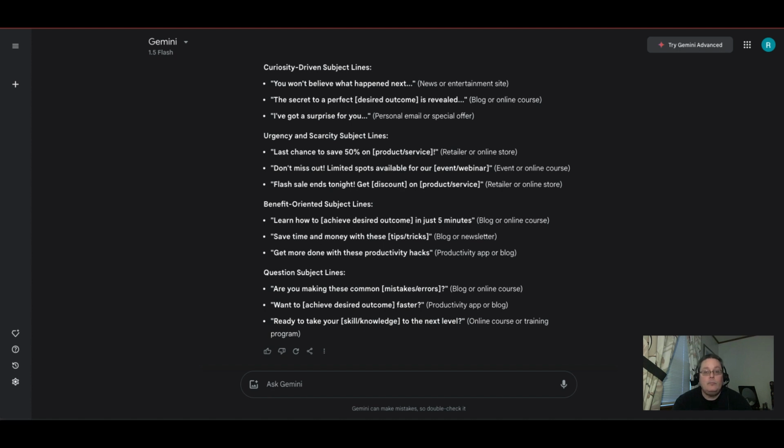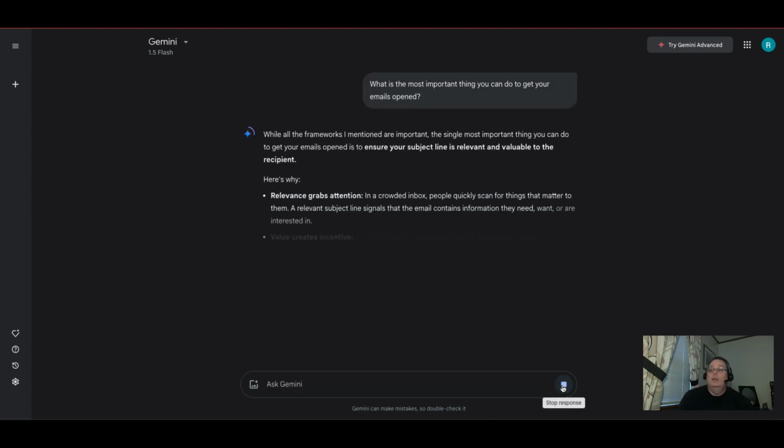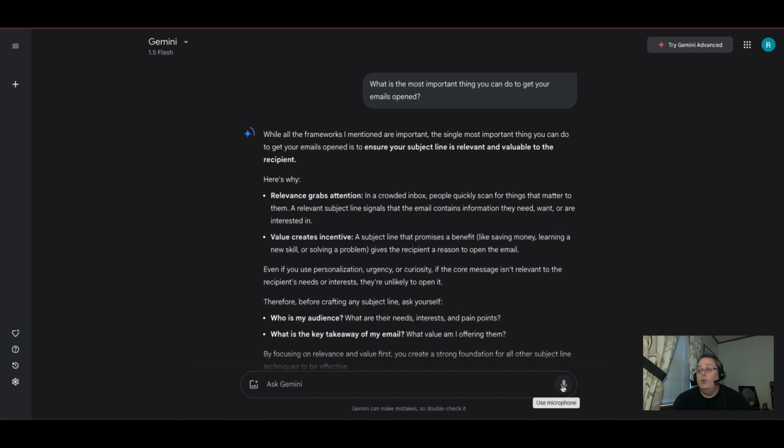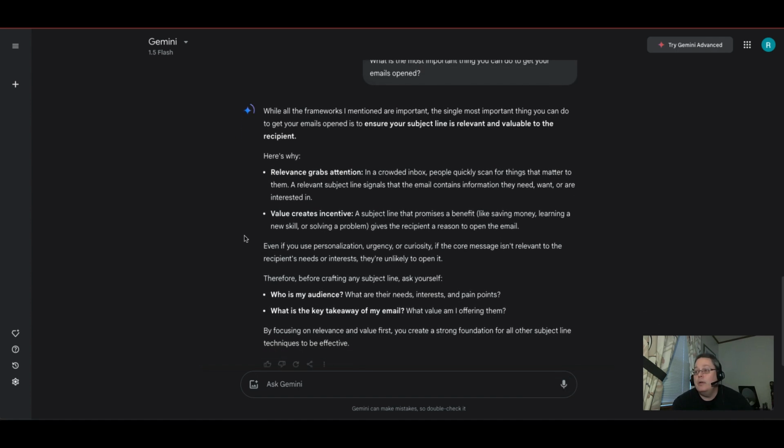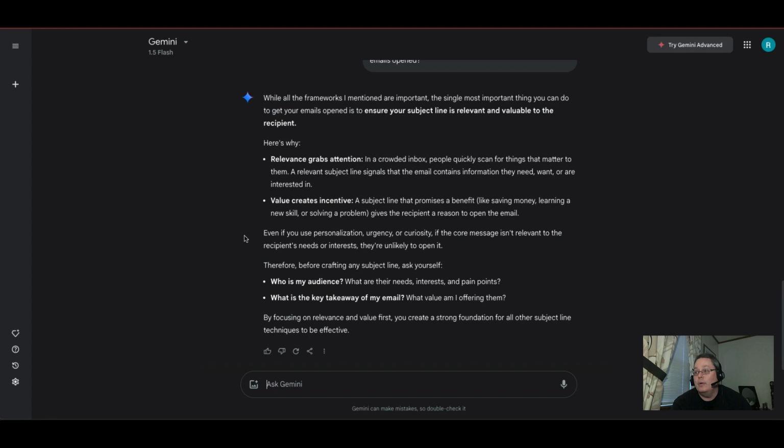So the next thing that you need to understand, or the next thing in this conversation with AI, when you're talking about getting your emails open, what is the most important thing you can do to get your emails opened? While all the frameworks I mentioned are important, the single most important thing you can do to get your emails open is to ensure your subject line is relevant and valuable to the recipient. What does that mean in real language? Ensure your subject line is relevant and valuable to the recipient.